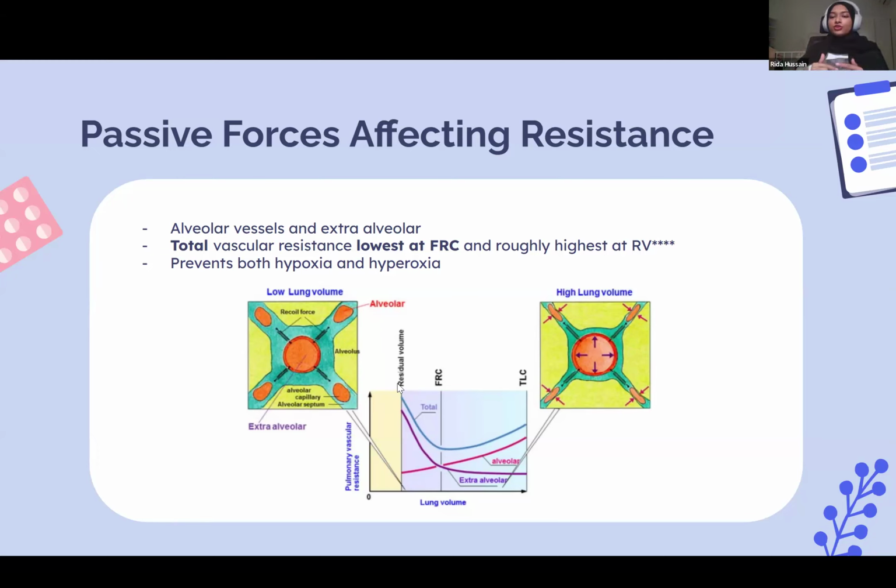However, for alveolar and extra-alveolar vessels, there is a different graph, okay? So for alveolar vessels, the highest resistance is at total lung capacity, TLC. The lowest resistance is at residual volume, okay? For extra-alveolar, it's the complete opposite. The highest resistance is at residual volume, okay? The lowest resistance is at TLC. It's something that you guys just have to memorize, all right? Is that fine? Should I move on?